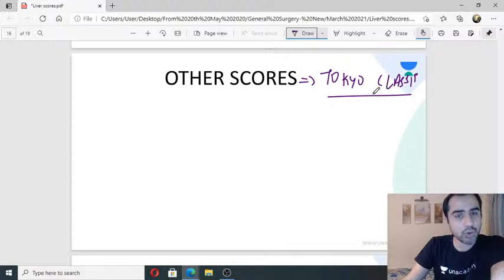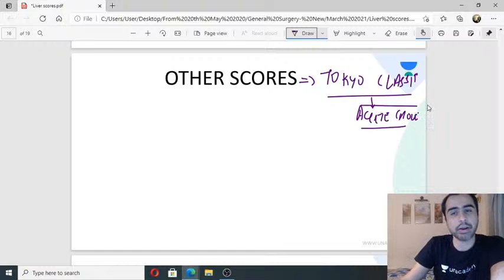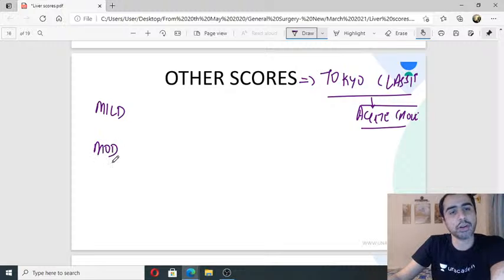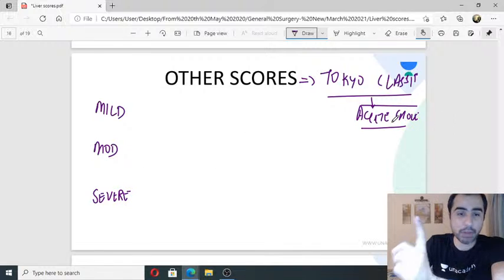What I want to discuss is Tokyo classification of acute cholecystitis. And I'm discussing this because we just did acute pancreatitis. Similarly, there is acute cholecystitis. Again, it's the same. Mild acute cholecystitis, moderate acute cholecystitis, severe acute cholecystitis. But this is for cholecystitis, not for pancreatitis. This is not for gallstones. This is for inflamed gallbladder, usually due to stones.